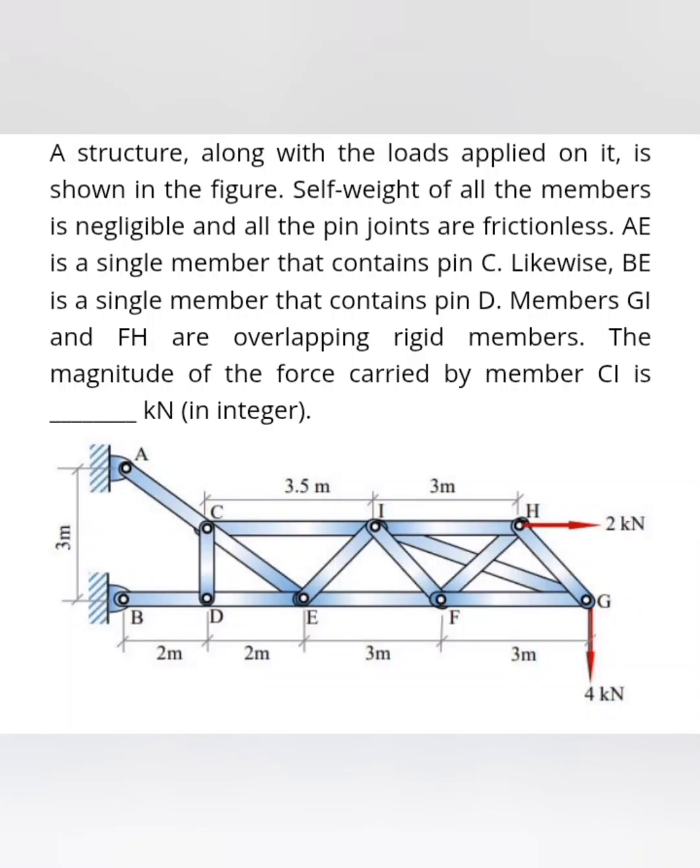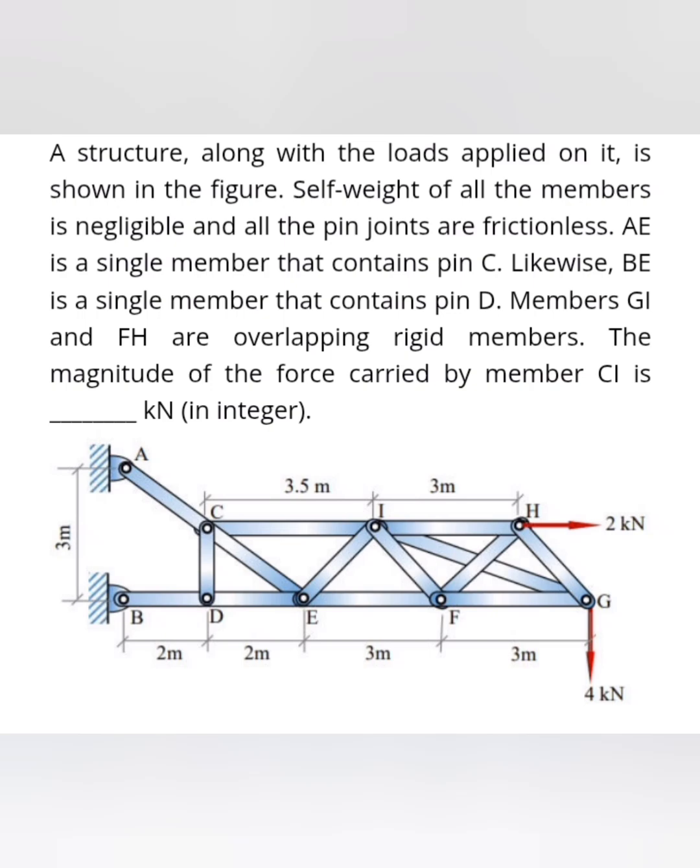A structure along with the loads applied on it is shown in the figure. Self weight of all the members is negligible and all the pin joints are frictionless. A is a single member that contains pin C. Likewise, B is a single member that contains pin D. Members GA and FJ are overlapping rigid members.